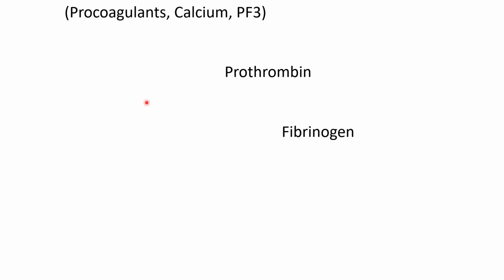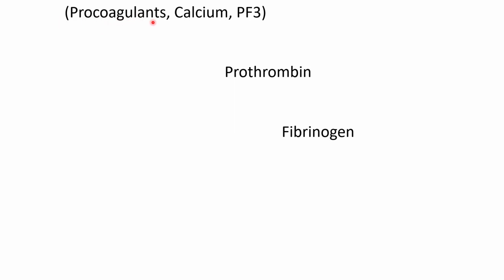Now, we see procoagulants. Procoagulants are things made by the liver. Some of them are proteins, some of them are enzymes, but collectively we're just going to call them procoagulants. That just means things that aid in coagulation. Coagulation is the thickening of blood or the clotting of blood, similar to hemostasis. So procoagulants are things that aid in that.